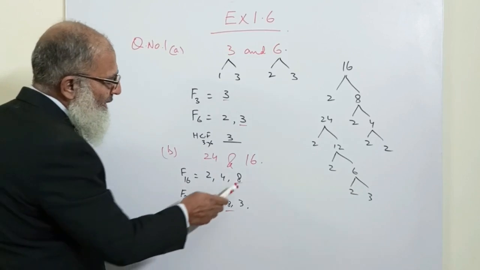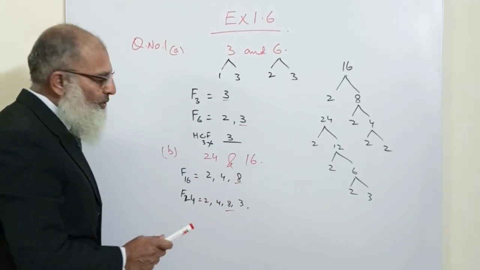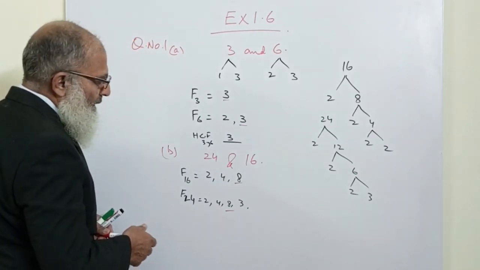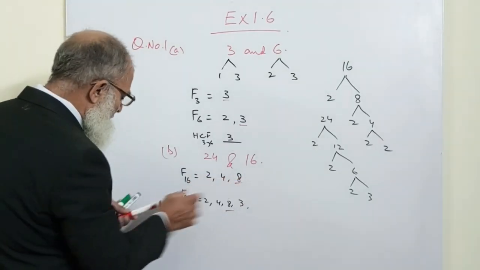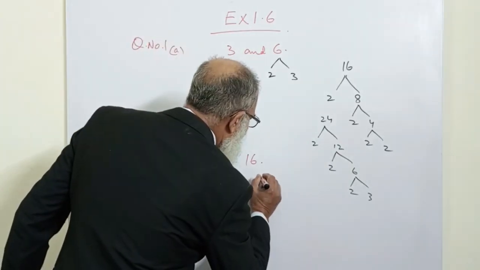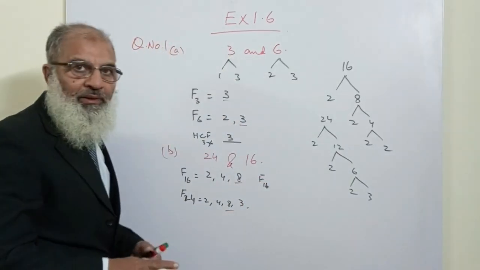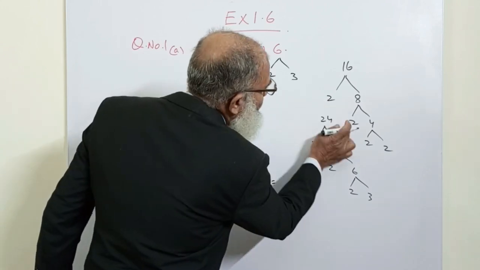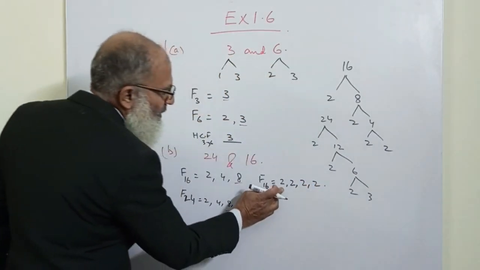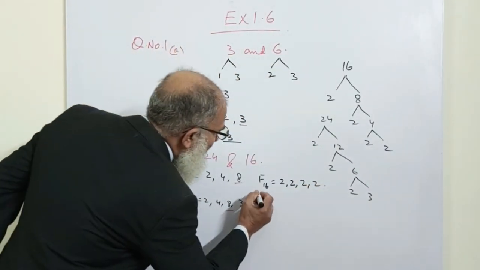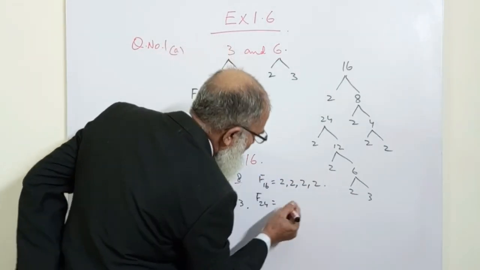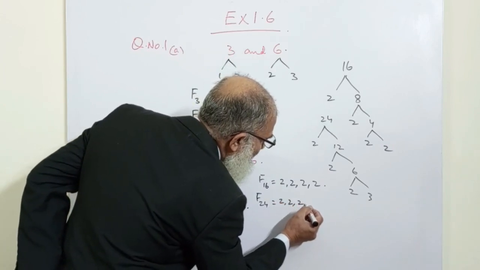Now you can see that 8 divides the 16 wholly, 8 divides the 24 wholly. There is another way of writing. Just wrote in my example, and that is F16 is 2, 2, 2, 2. Four twos. Now these are the factors, and F24 is equal to 2, 2, 2, 3.